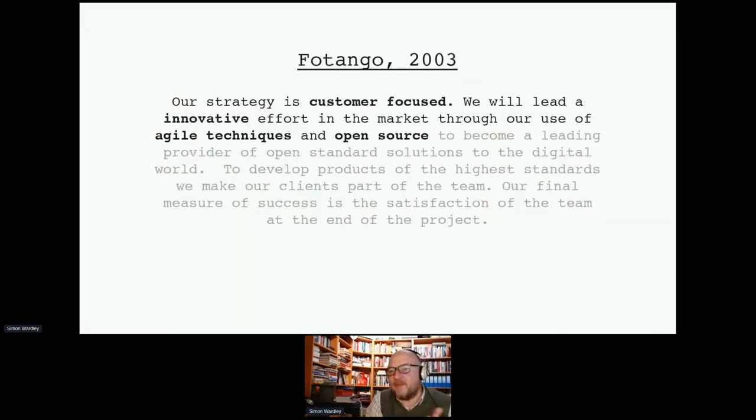I used to come up with wonderful vision statements like, in 2003, our strategy is customer focus. We will lead an innovative effort in the market through our use of agile techniques. We were big adopters of extreme programming and open source. But to be blunt, I literally pinched those words from other companies and just changed the order and a few other bits. That was the level of my strategic ability. I hadn't got a clue what I was doing. But nonetheless, we were growing.